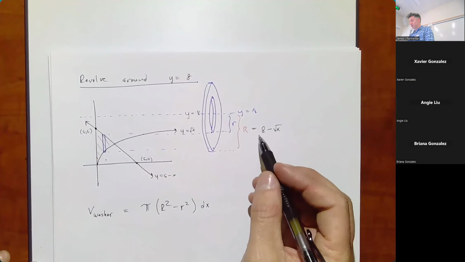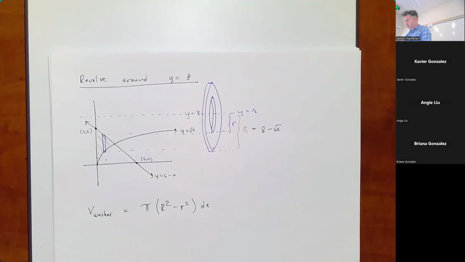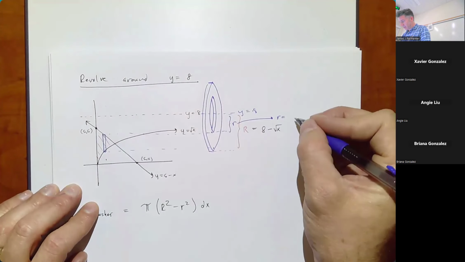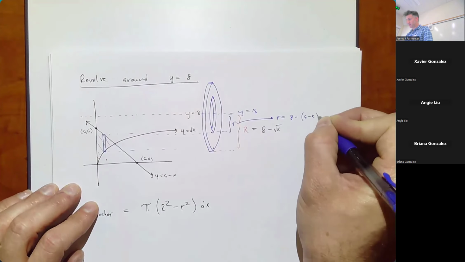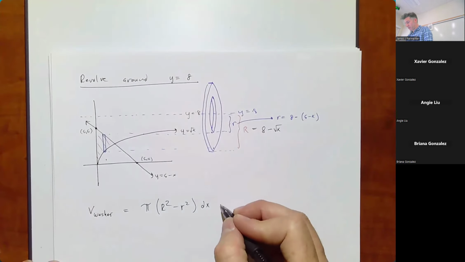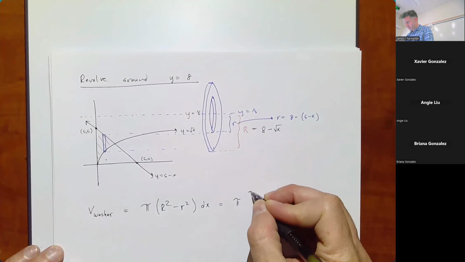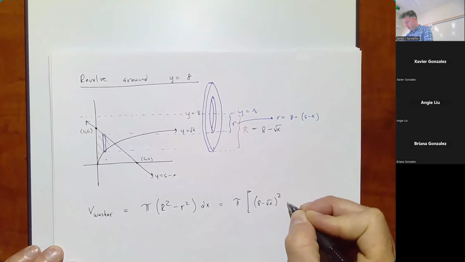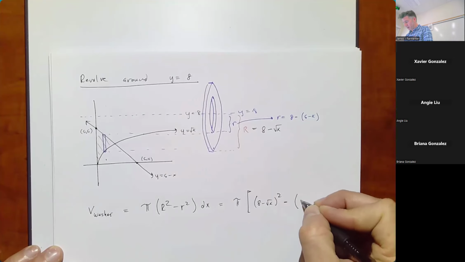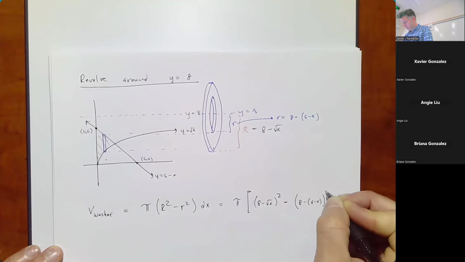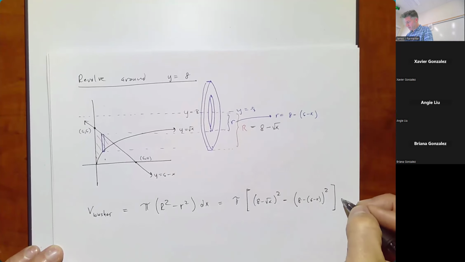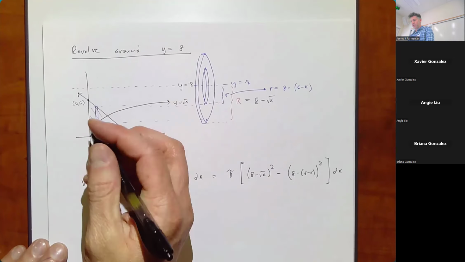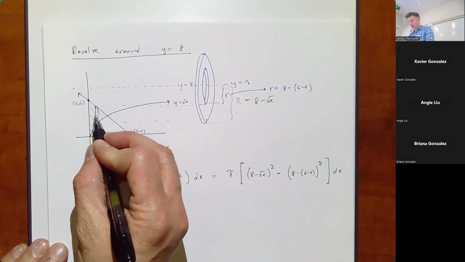So our large radius here is 8 minus root x, and our smaller radius is going to be 8 minus (6 minus x). So here the volume of our washer is going to be pi times the large radius squared, so (8 minus root x) squared, minus the small radius squared, which is (8 minus (6 minus x)) squared, dx. And then finally, we have the same limits of integration because that strip still only gets to travel as far left as 0, as far right as 4.